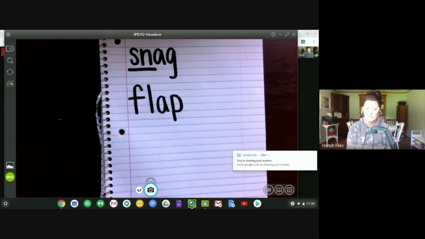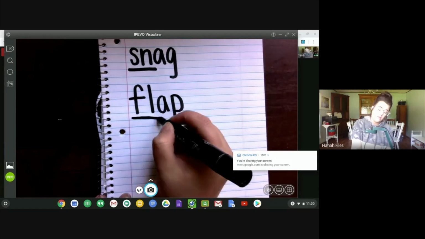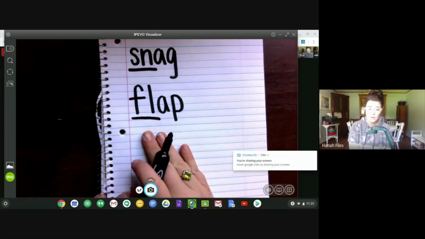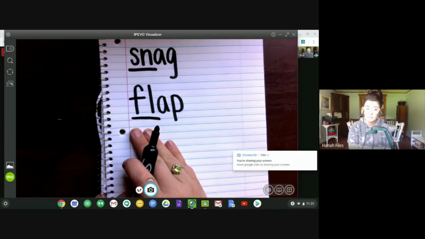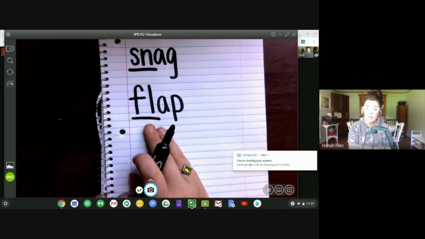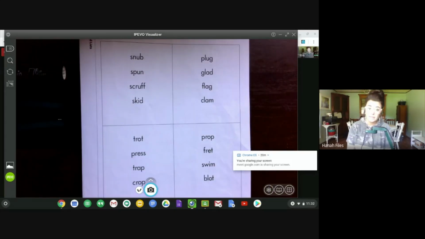What do you think the blend is in flap? Our first two letter sounds. Fl. We know that's our blend because we know a blend is when the first two letters come together and they hold their own sound. You hear the f and you hear the l. Flap.